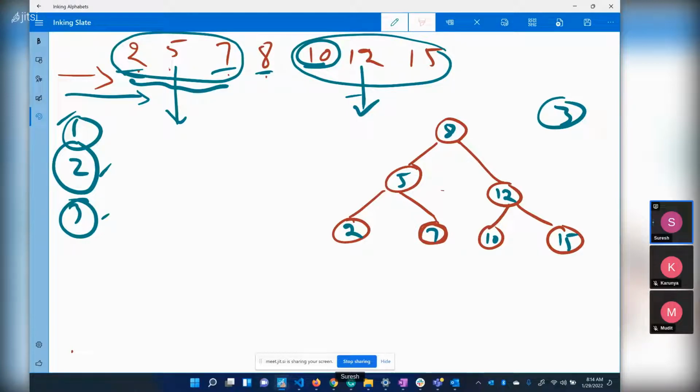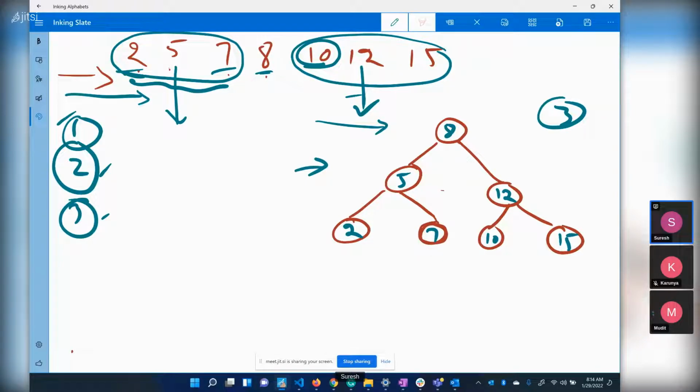You cannot create a tree with height 2. It's impossible because it's a binary search tree. At this level, only two elements are allowed. At this level, only one element is allowed, right? So this is the minimum. This is the minimal thing we can build.